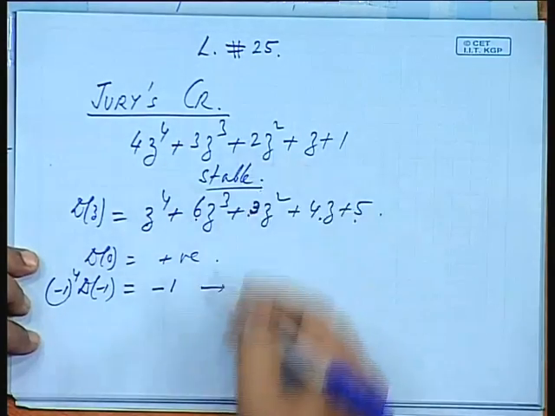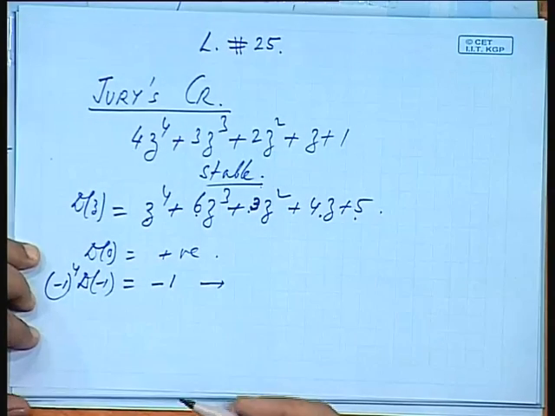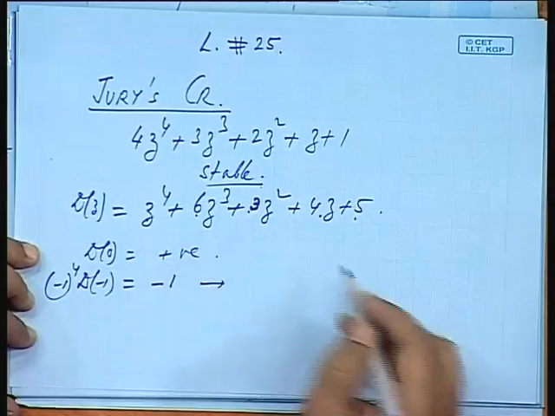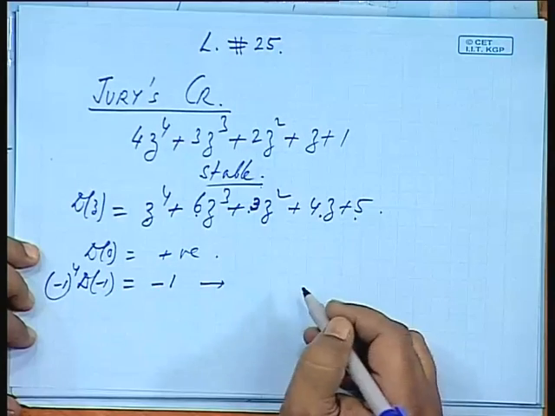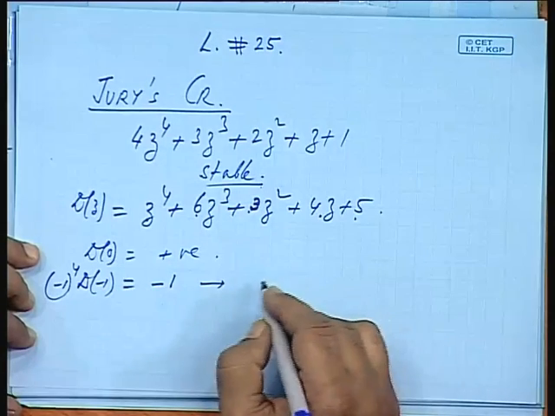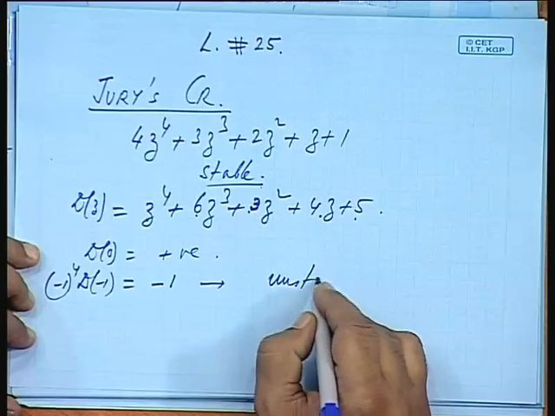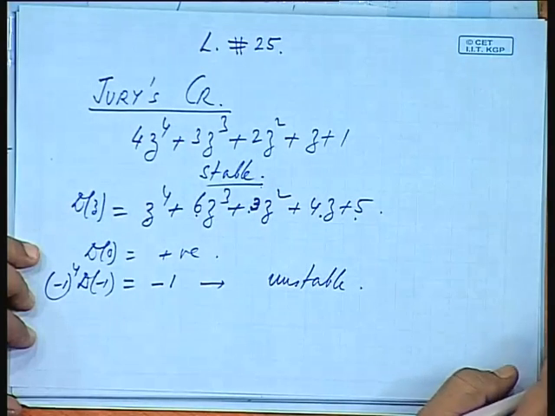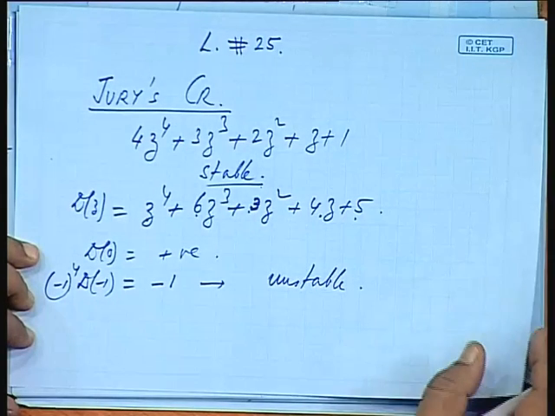You need not go for further trial. You do not have to make the rows. If in the first two tests you find the conditions are not met, then it is unstable. We will take up a few problems in the tutorial class and see how to apply Jury's criteria for stability. Today we shall be considering the effect of quantization.